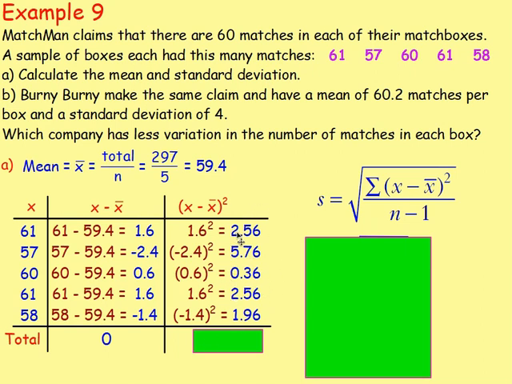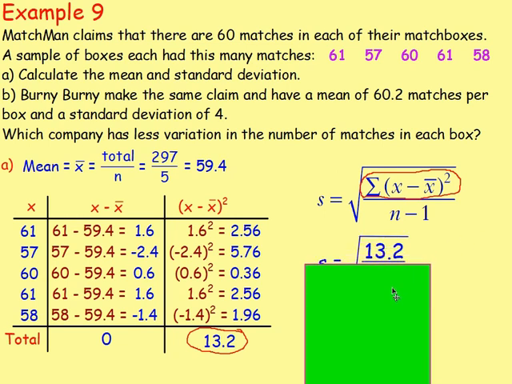If you get a total for this column as well, the 2.56, add the 5.76, add the 0.36, add the 2.56, add the 1.96, it gives us 13.2. We now have that total, and remember, for our formula, even though it looks confusing, the whole of that top line is just the total of the x minus x bar squared. That is what that means, the sum of x minus x bar squared. And the total for that was 13.2. So our top line is just 13.2.